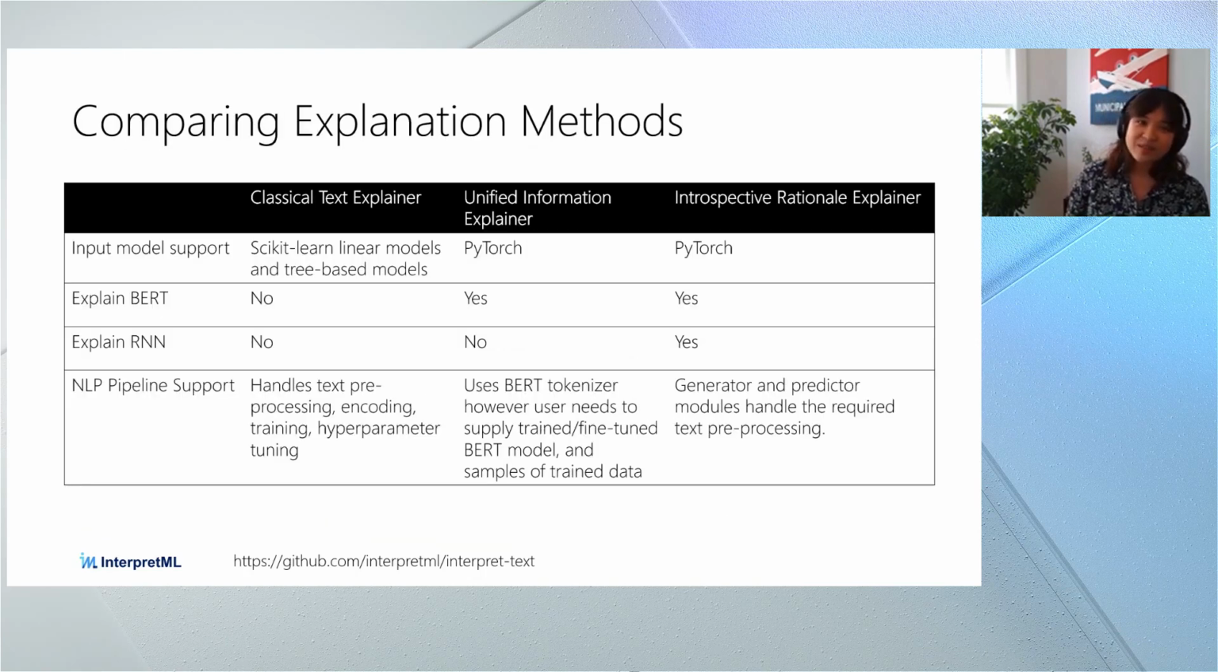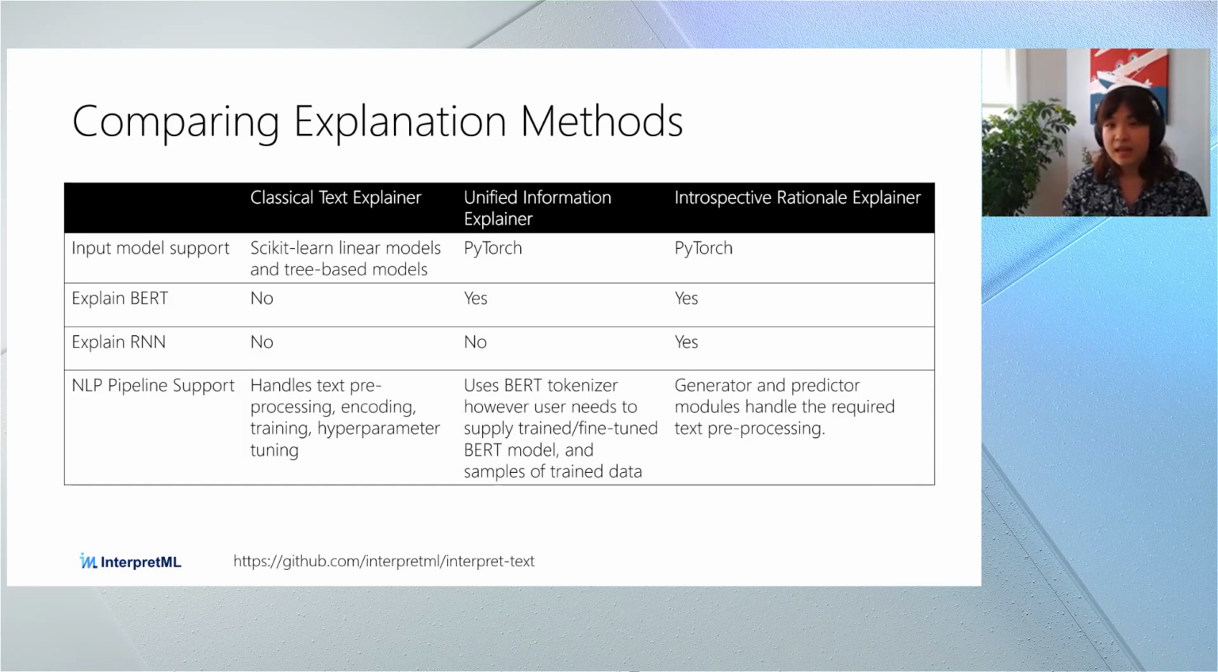So now that we've gotten through a brief overview of the three explanations, I'd like to take a moment to look over this table, which is also in our repo README, and walk you through the different scenarios in which you would be using these explanations or explainers. We recommend using the classical text explainer when using a more classical ML approach to NLP. And if you don't want to deal with the NLP pipeline, we offer that for you as well.